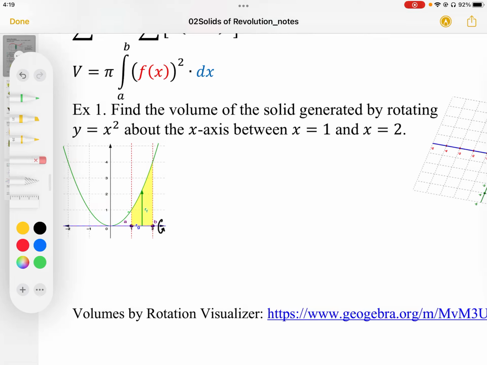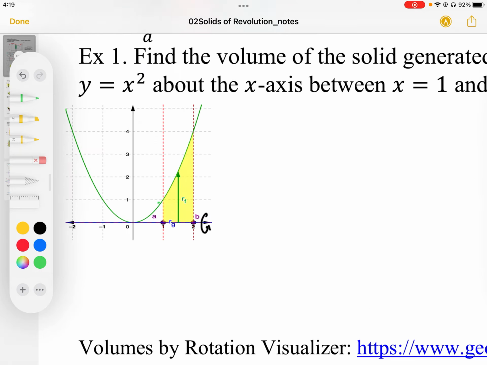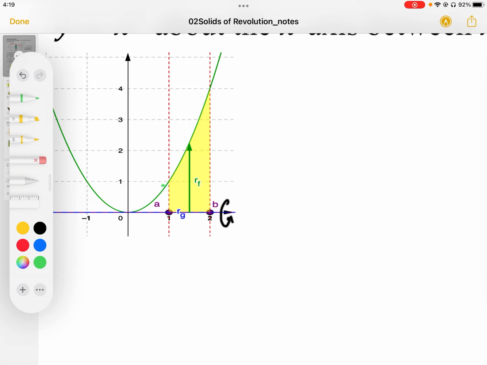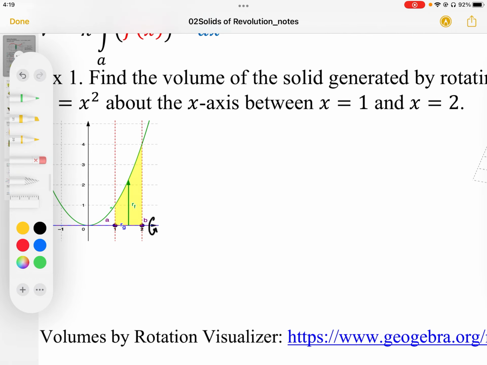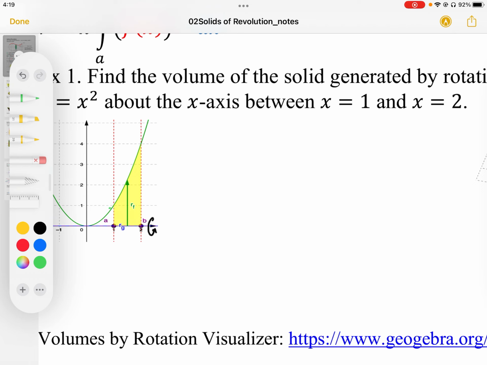So let's try applying this formula then. We're going to look at example 1. It says find the volume of the solid generated by rotating y equals x squared. So that's that green parabola. We're going to rotate it around the x-axis, like that little loop there. And we're going to do this between x equals 1 and 2. So that's the yellow area that we're going to rotate from x equals 1 to x equals 2.